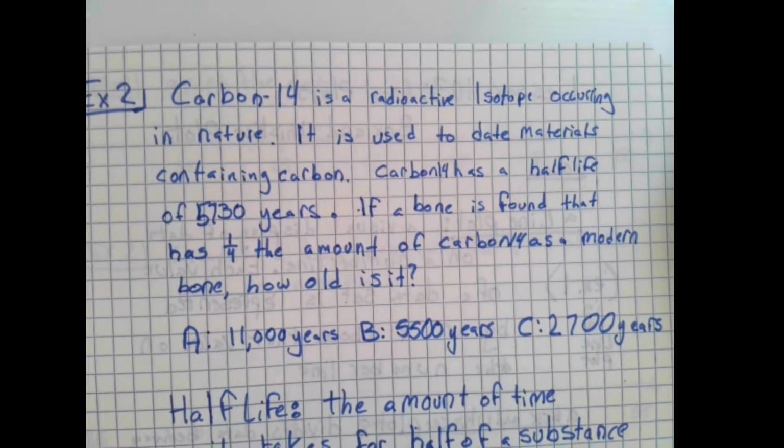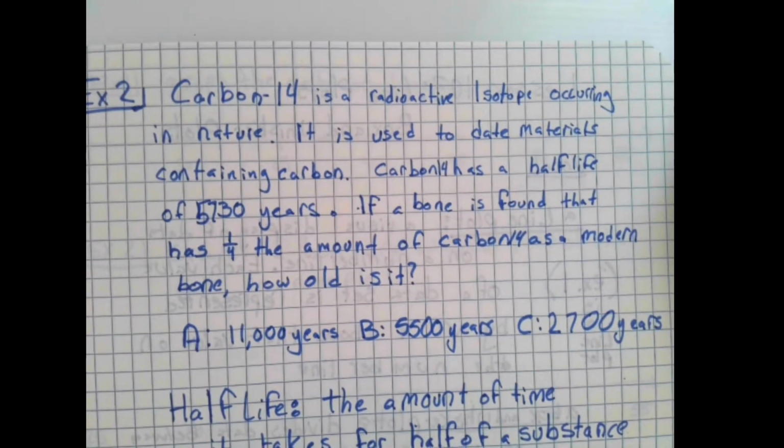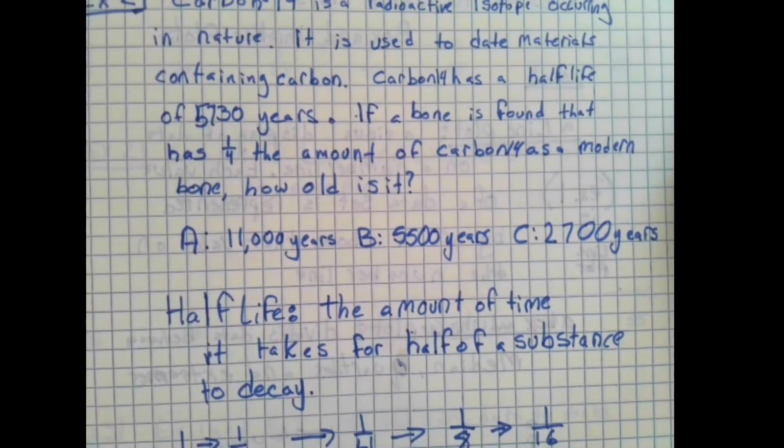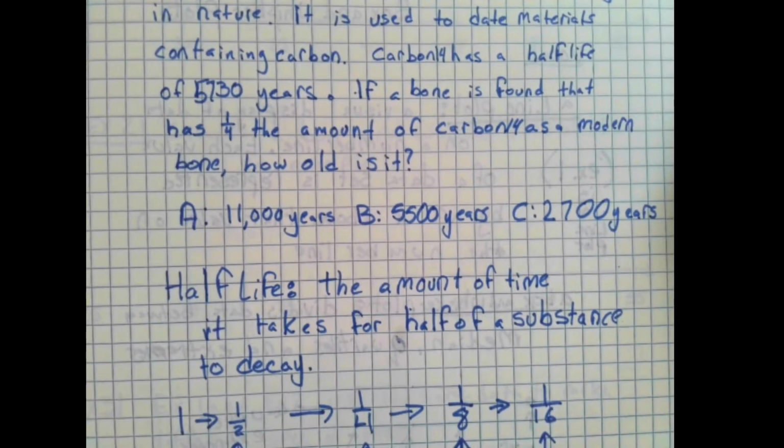Example 2 says carbon-14 is a radioactive isotope occurring in nature. It is used to date materials containing carbon. Carbon-14 has a half-life of 5,730 years. If a bone is found that has 1/4 the amount of carbon-14 as a modern bone, how old is it? Well, to understand this question, we have to understand what a half-life is.